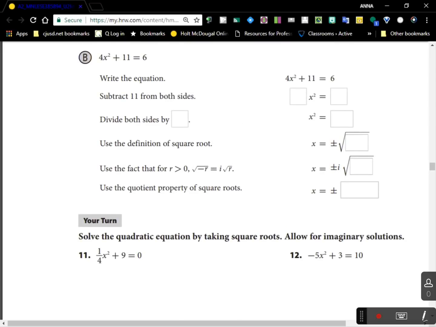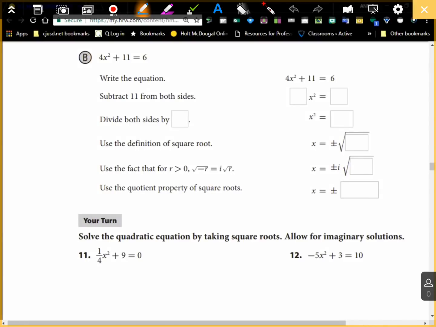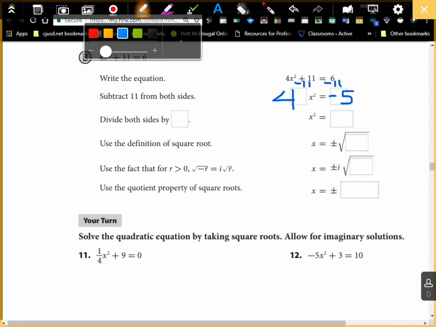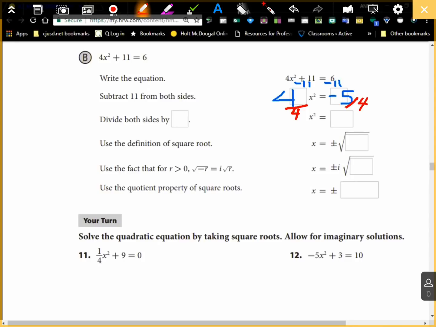All right. So 4x squared plus 11 equals 6. What do I do to get x squared by itself? So we're going to start by subtracting 11. So I get 4x squared equals... How do you get x squared by itself? So x squared equals negative 5 over 4. That's a negative 5. It glitched a little bit. That is negative 5 over 4.